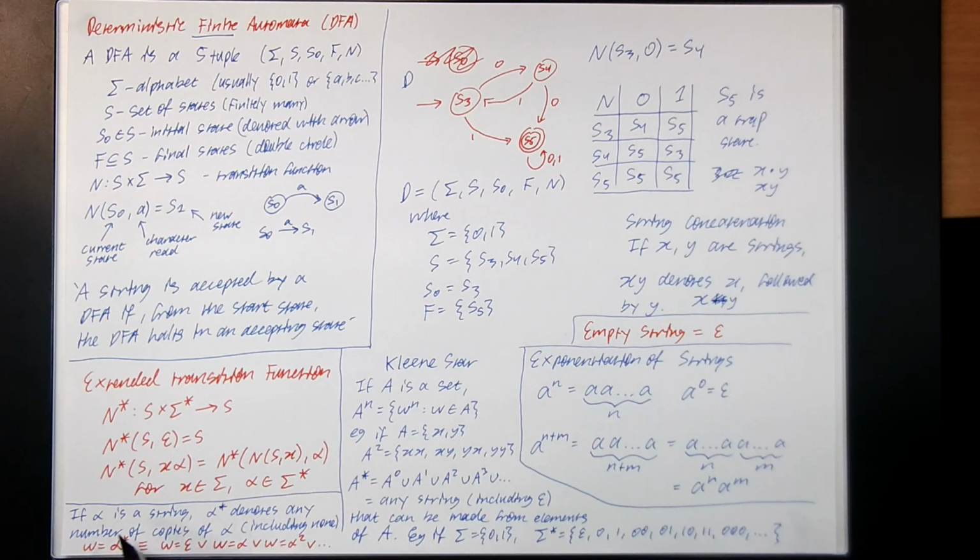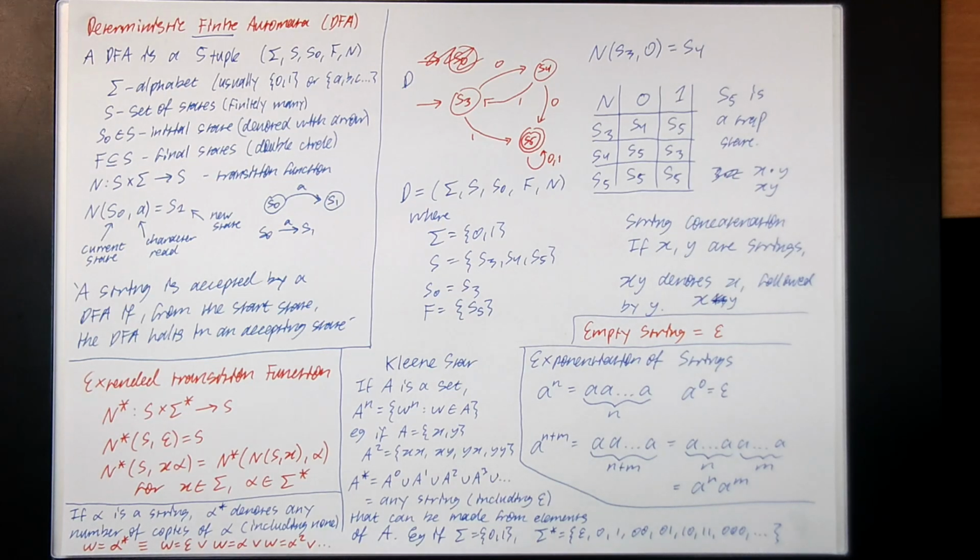If it's talking about strings, if alpha is a string, alpha star denotes any number of copies of alpha, including none. So when we write w is equal to alpha star, that's really just shorthand notation to say w is empty, or w is 1 copy of alpha, or w is 2 copies of alpha, or so on. One of these options, right? So this is really, really useful shorthand when you describe a particular collection of strings.